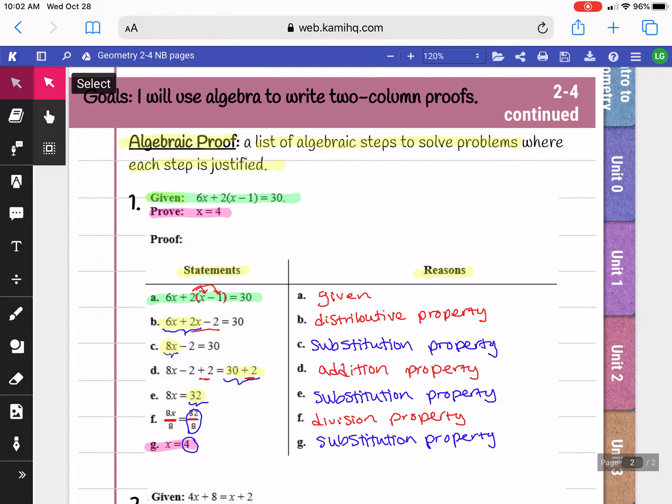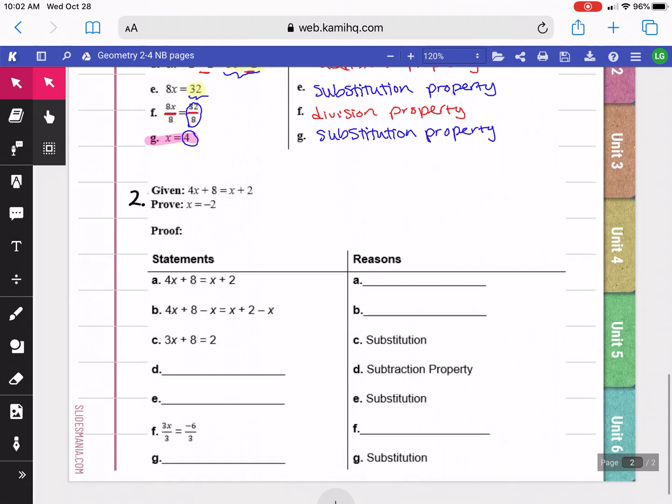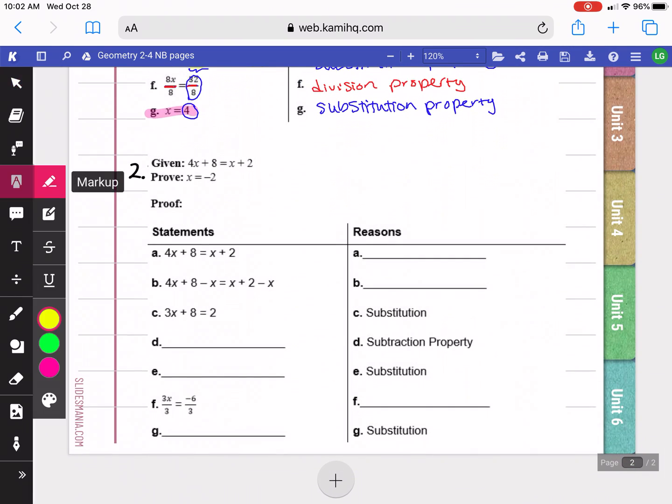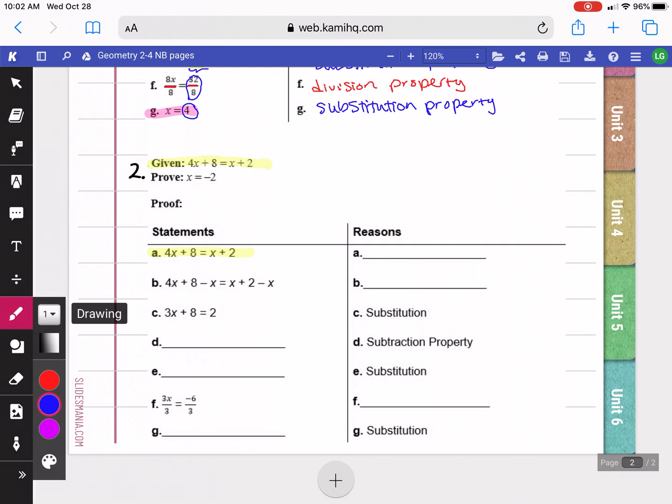If you need to, when you're doing a proof and the statements aren't given, you can solve it on the side and then fill in the steps as you go. So I'm going to do that on problem 2 just to make it a little easier. So again, your given always goes on your first line. So my equation that I'm solving is my given, and I'm going to write that for my first reason because it was given to us.